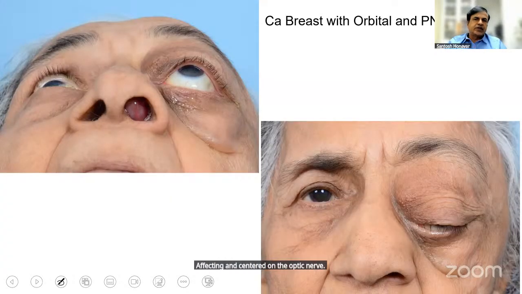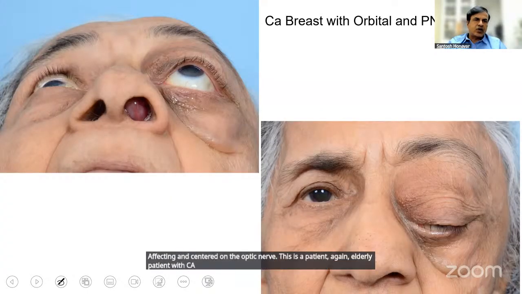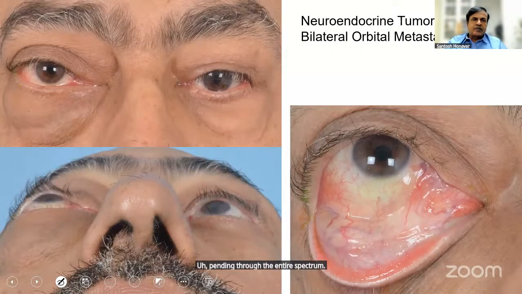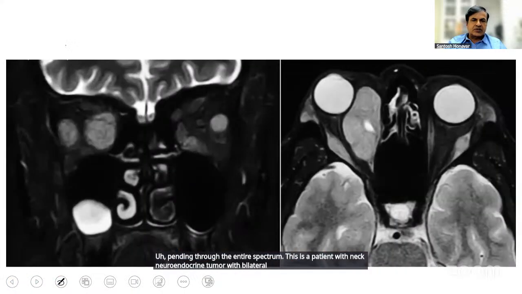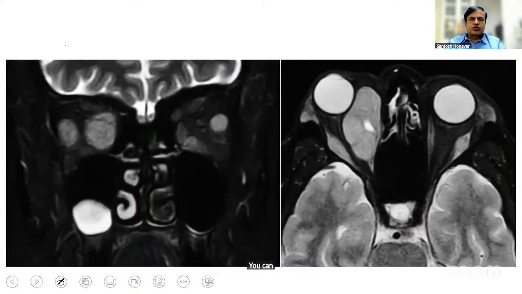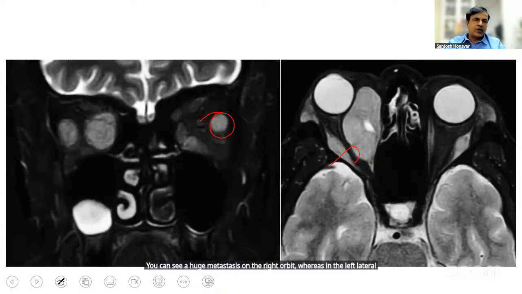This is a patient, again, elderly patient with CA breast with orbital and paranasal sinus metastasis. So it comes running through the entire spectrum. This is a patient with NET, neuroendocrine tumor with bilateral orbital metastasis. You can see a huge metastasis on the right orbit, whereas in the left lateral rectus also you find metastasis.